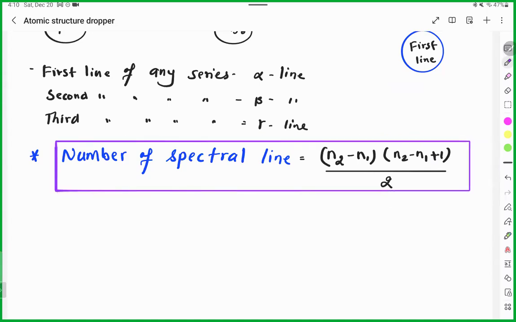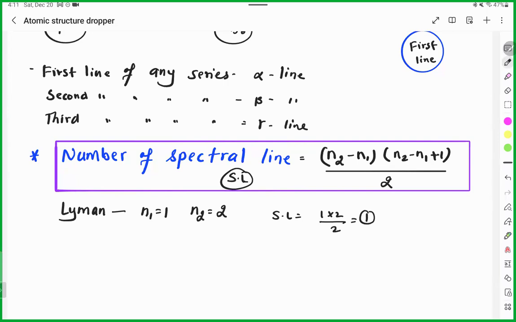Example. Within the Lyman series, the n2 value can be different. In Lyman series, n1 value is 1. Example, if n2 value is 2, because at least it will be 2, then what will be the total number of spectral lines? n2 minus n1, 2 minus 1 is 1. n2 minus n1 plus 1, that is 2, divided by 2.